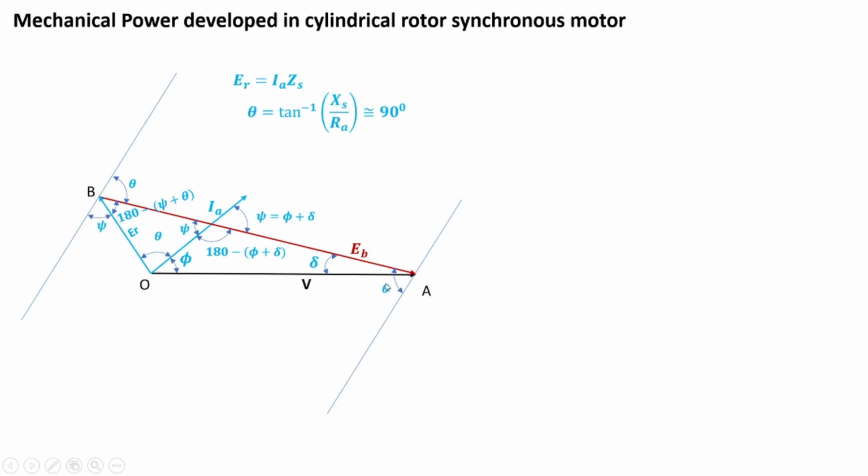The angle between the voltage phasor and this line is theta minus delta. Now let's draw a line from the tip of A to this line so that this angle is 90 degrees. Say the meeting point is C.